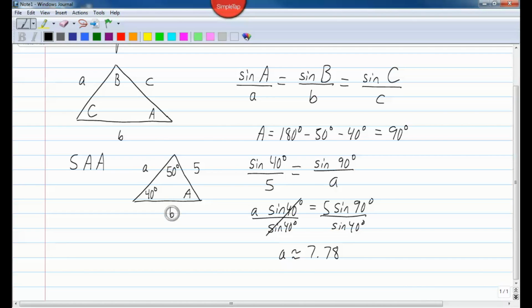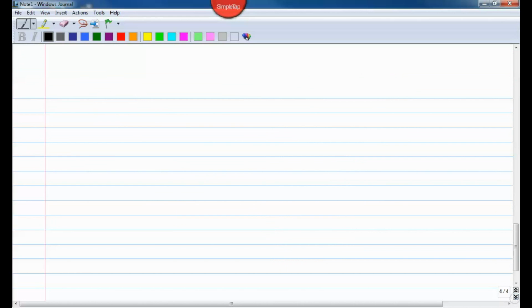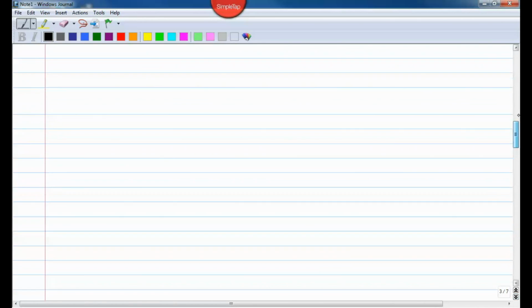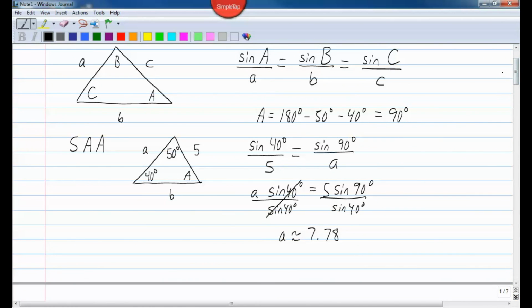The only thing that we have left to solve for is side B. Now when you set up the next proportion or equation to help you solve for side B, make sure that you use that same fraction or proportion that we used to help us solve for side A. We don't want to use side A unless we just have to, because we rounded side A. So whenever you solve for side B, make sure you use that proportion that we started with.